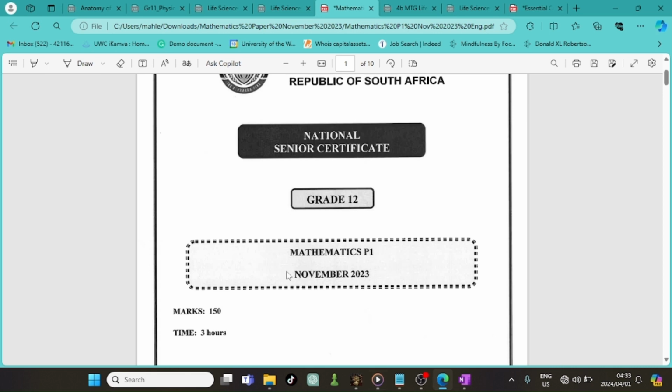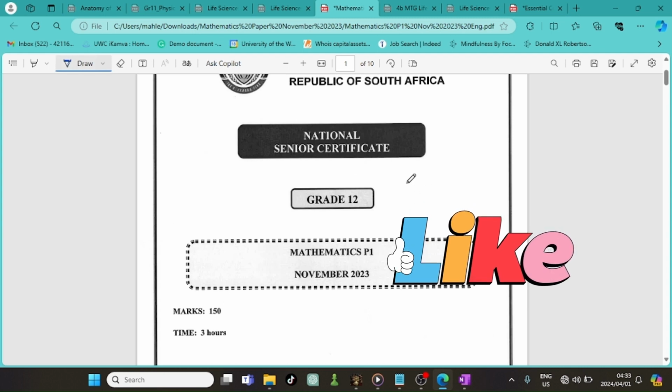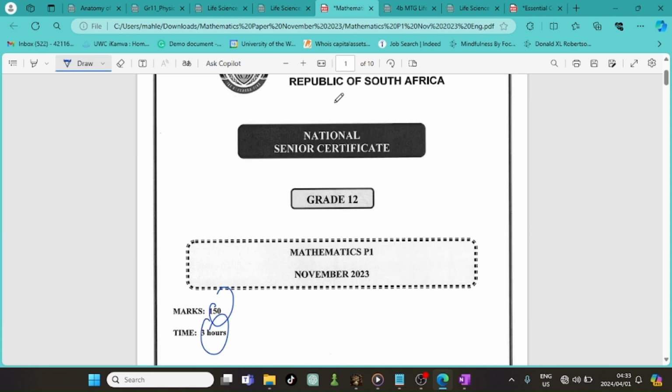So basically, we have this maths paper 2023, and we're going to try to solve these questions. This is the national paper, grade 12. It's worth 150 marks, and it's for 3 hours. We're going to go step by step into solving these problems.